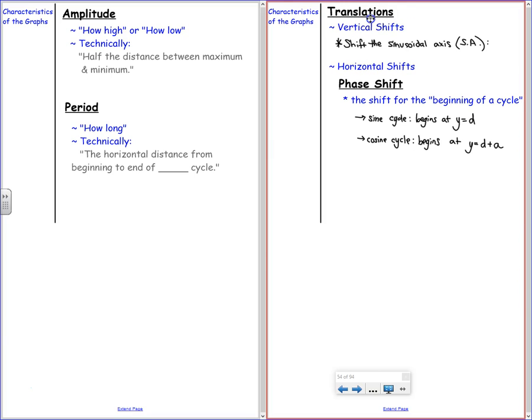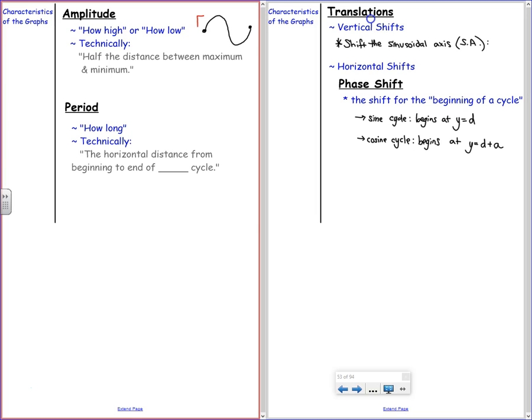Okay. Amplitude, we already talked about that's how high or how low the curve goes. Just thinking about how we can visualize that. Remember, distance between the maximum and minimum. If I do have a sinusoid, whether it's a sine or a cosine, the amplitude is only half the distance from the very top to the very bottom.